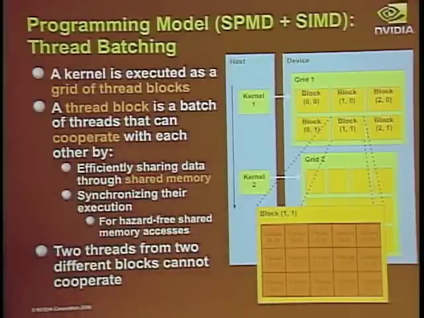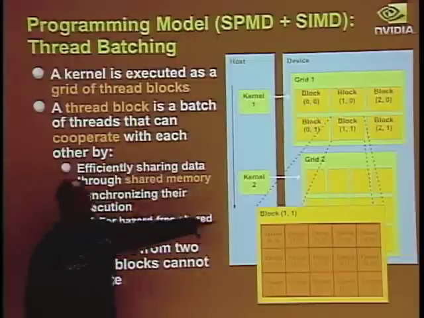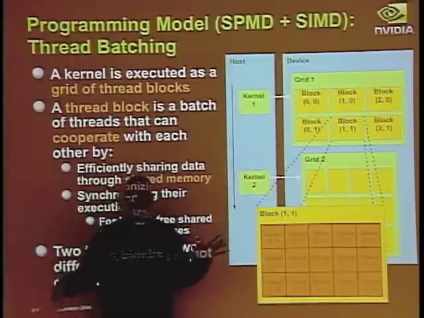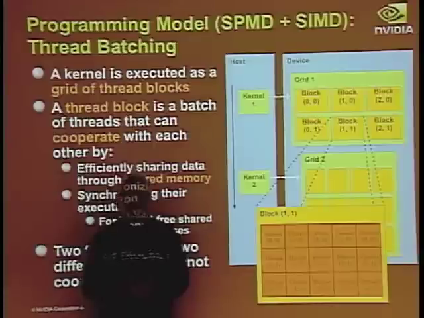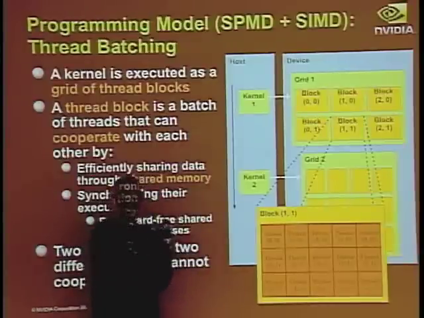Does the grid have to be 2D? I think the blocks can be 1D, 2D, or 3D, and the grids can be 1D or 2D. Okay. Does that picture help?